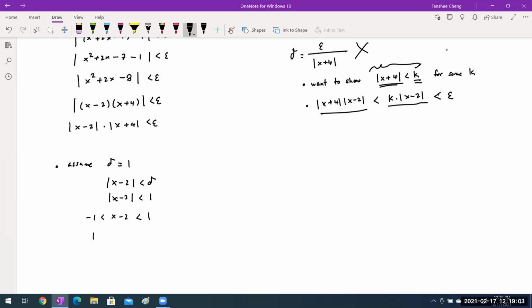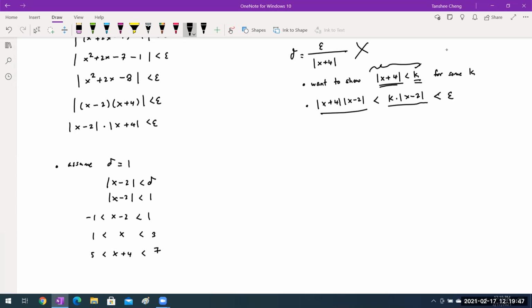Adding 2 to both sides, this is what I will get. And what we want is x plus 4 in this case, so by adding 4 to all sides, this is what I get. Oh, my bad, I made a mistake right here. That should be 3, and therefore this should be 7 when I add 4. So you can see that x plus 4 is between 5 and 7.